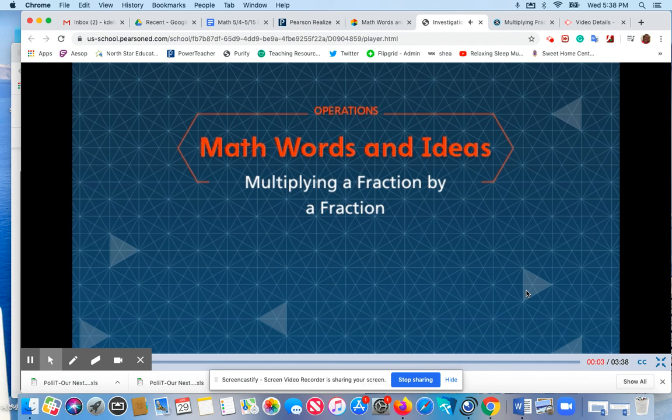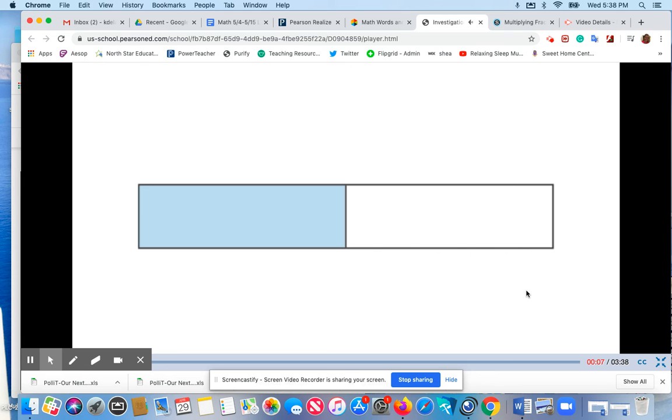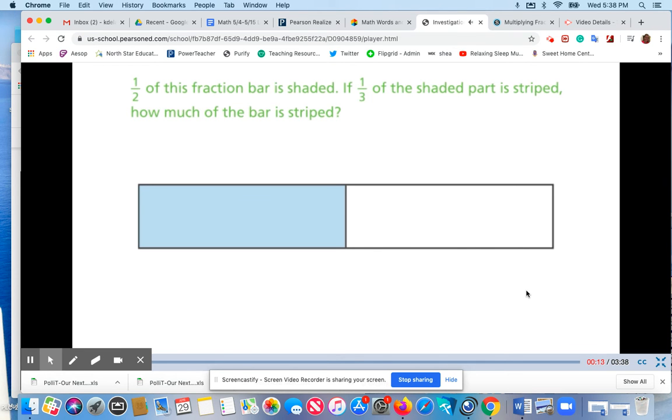Multiplying a fraction by a fraction. We have been using fraction bars to think about multiplying fractions. 1/2 of this fraction bar is shaded. If 1/3 of the shaded part is striped, how much of the bar is striped?